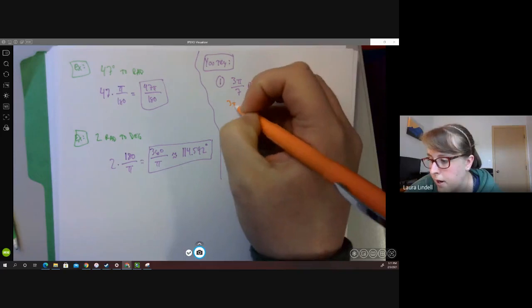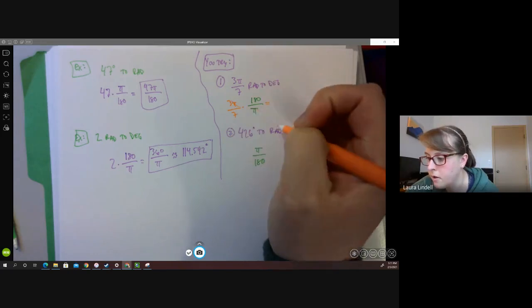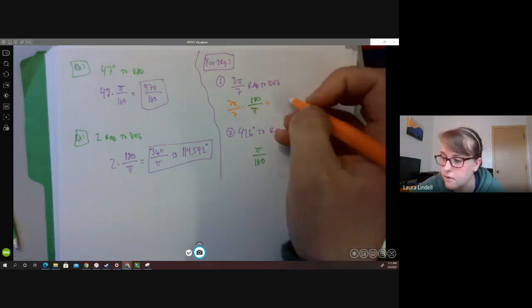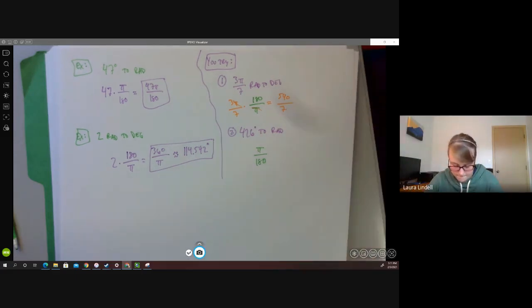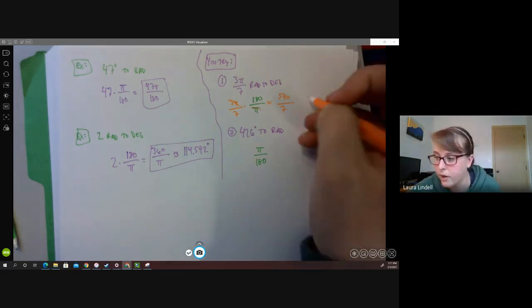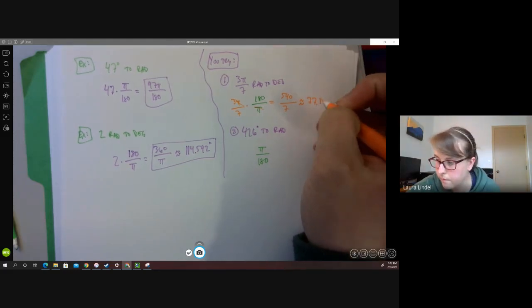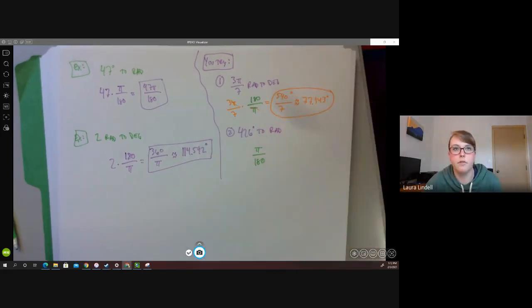So 3 pi over 7 times 180 over pi. You can cross cancel the pi's to start with if you like. 180 times 3 is going to give us 540, I think. Yes. Over 7. If we're going to leave it as a fraction, it would just be 540 over 7, or we could have approximately 77.143. So if you got either of those answers, those will work.